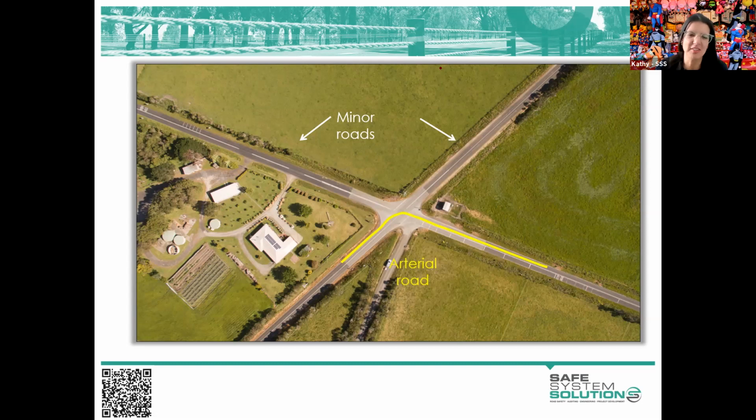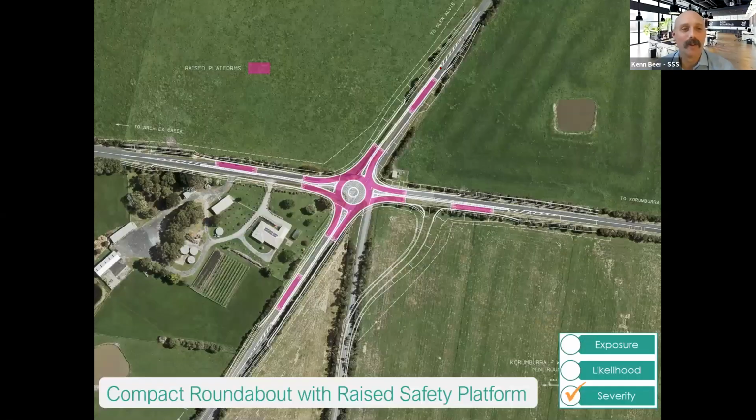Okay, 2 more questions, or maybe 3. Are there any raised safety platforms installed on 80 kilometres or above in Victoria or Australia, or any that you know of? Yeah, let's have a look at this compact roundabout, and I'll talk that through. It's getting a little problematic above that, but potentially problematic. I don't think it would be, but anyway. Was there another question? Because I will address that in a second.